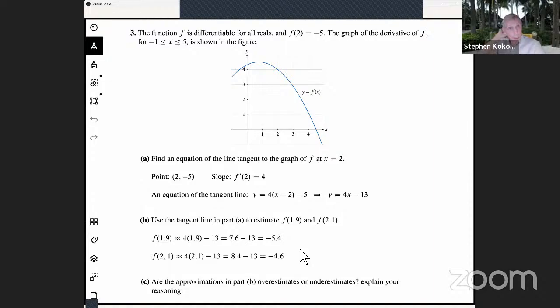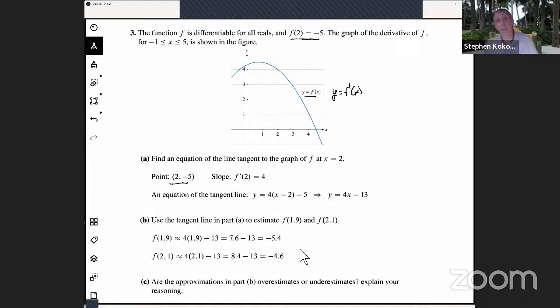So in this particular problem, we have a function f. We don't have an equation for it or an expression for it. However, we do know that f of 2 is equal to -5, and we have the graph of the derivative. This is a graph of the derivative, the first derivative of f. And so what I want to do is find an equation of the line tangent to the graph of f at x equal 2. Well, I've already got the point. That was given to me up here when x is 2, y is equal to -5.